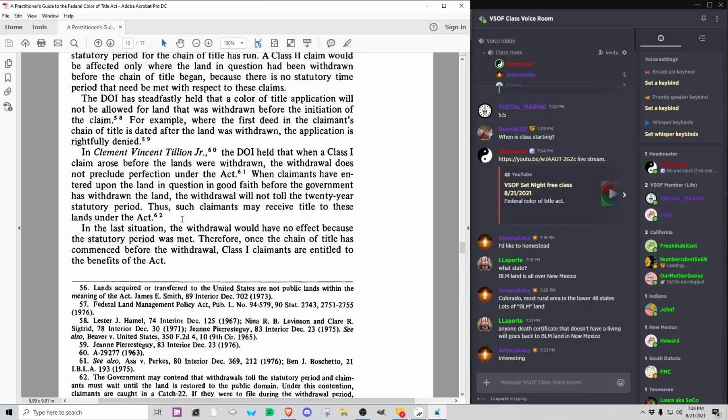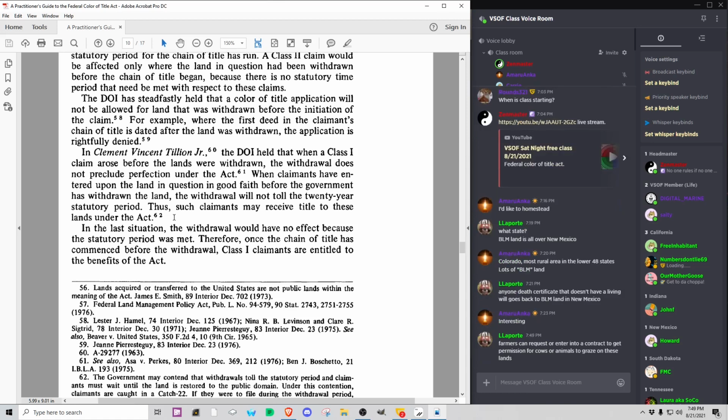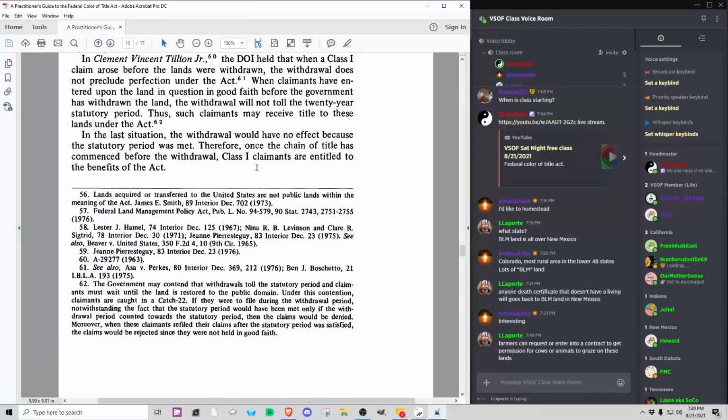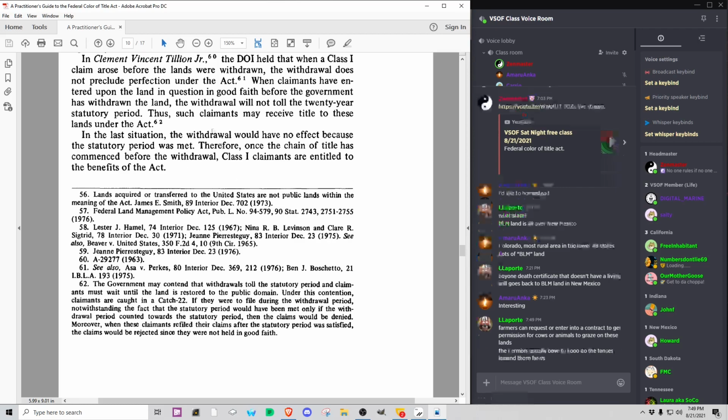When claimants have entered upon the lands in question in good faith before the government has withdrawn the lands, the withdrawal will not toll the 20-year statutory period. Thus, such claimants may receive title to these lands under the Act. Okay, yeah, it makes sense. In the last situation, the withdrawal would have no effect because the statutory period was met. Therefore, once the chain of title has commenced before the withdrawal, Class 1 claimants are entitled to the benefits of the Act. Okay, right, so they can claim it.